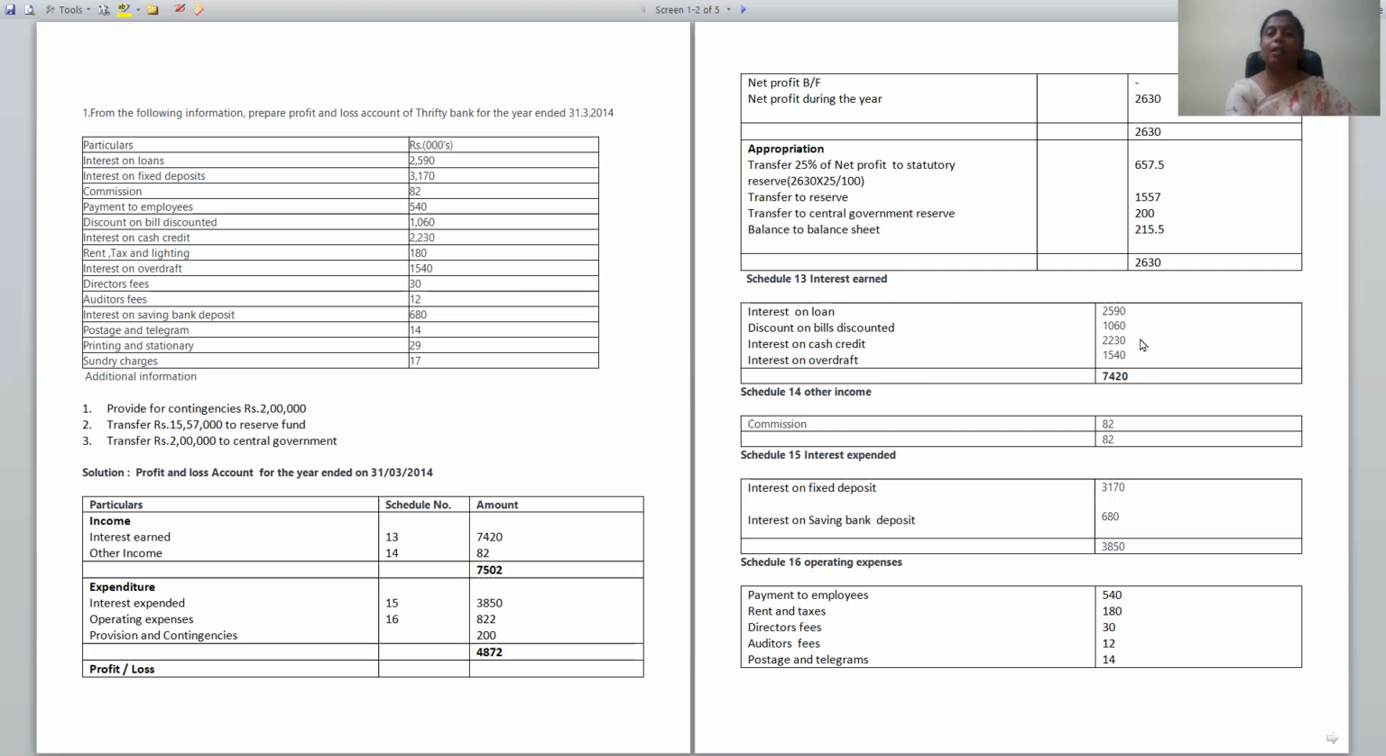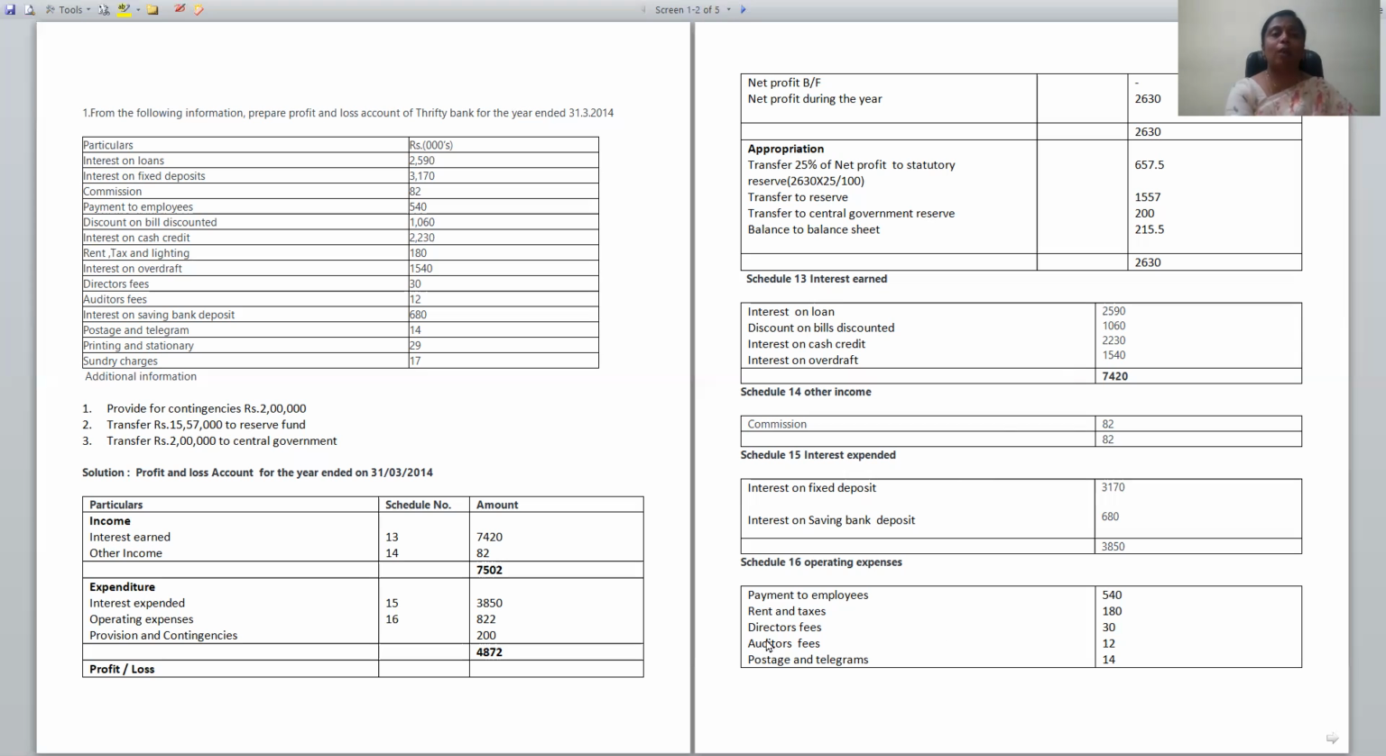You can check here, there is an amount of 1,540 which has been reflecting there. So next one is our director fees, auditor's fees. This director fees and auditor fees is a part of our operating expenses, which gets reflected in our operating expenses schedule number 13. So we have schedule number 13, in that, schedule number 16, where we are reflecting our director's fees as well as auditor's fees.